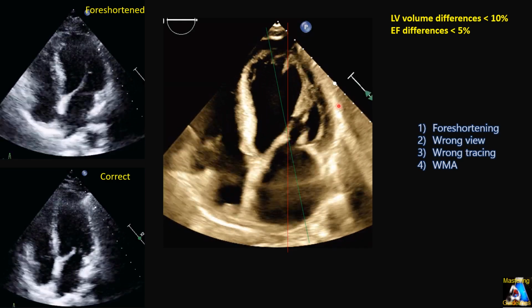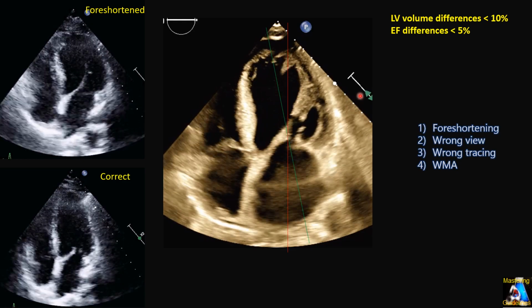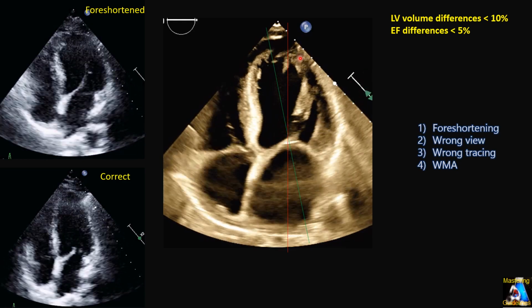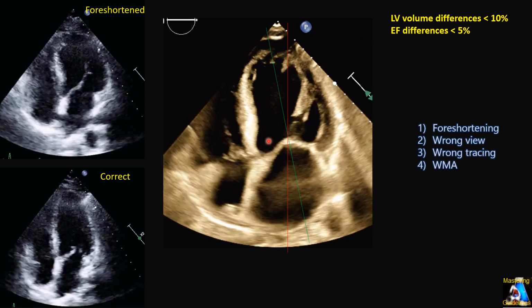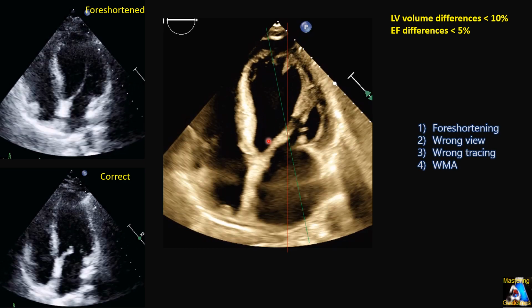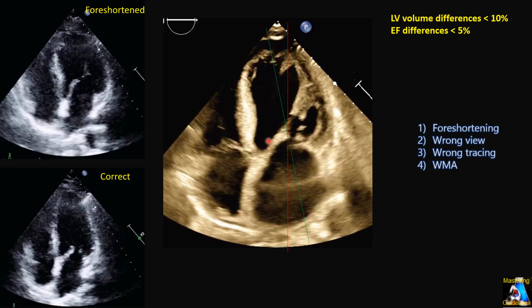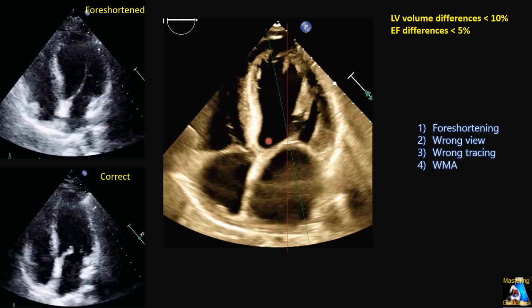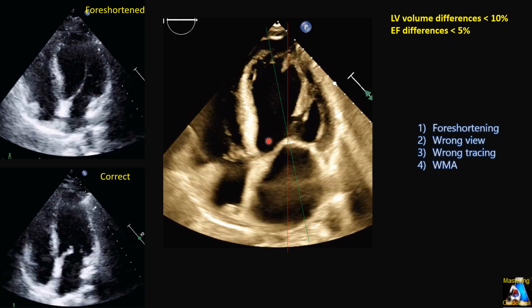If in that view we have wall motion abnormality, 100% the ejection fraction will be lower than the other view that doesn't have wall motion abnormality. In those cases that we have a very hard time, and especially endocardium tracing is very hard and we cannot get it correctly, or there is a discrepancy we cannot explain why.